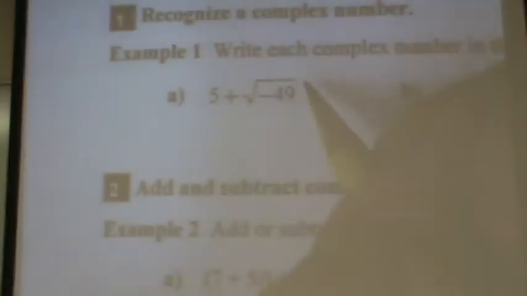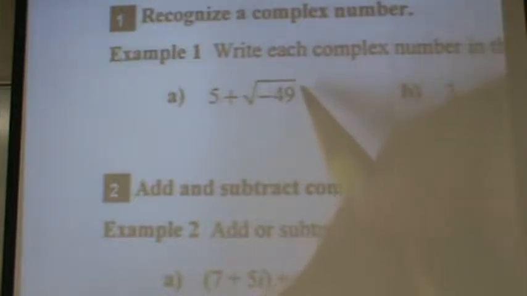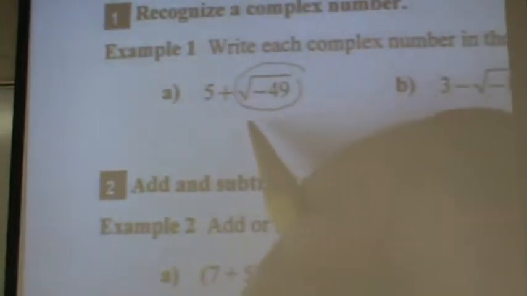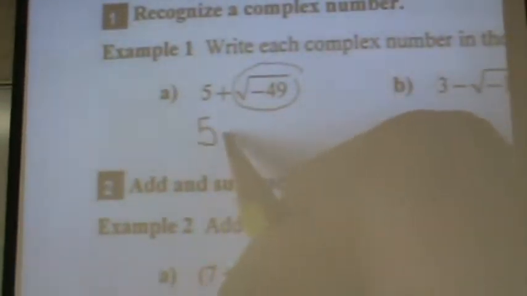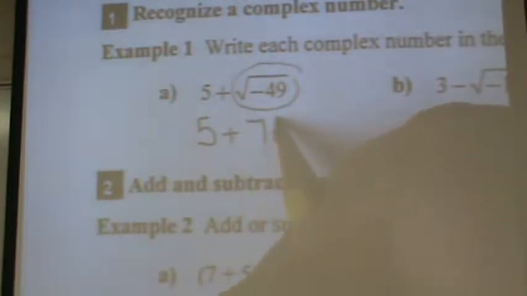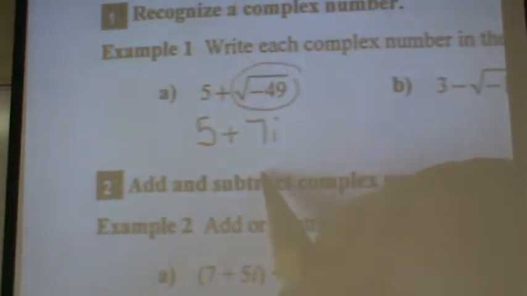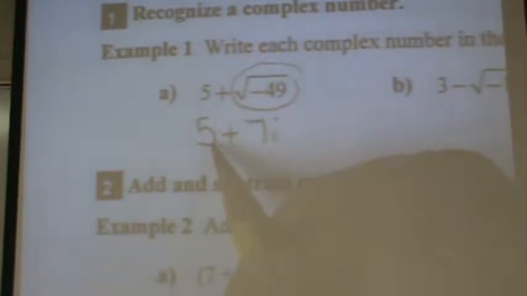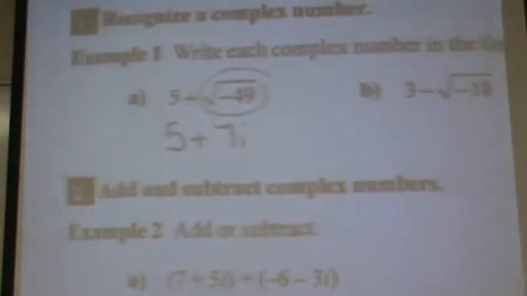First of all, when you take a real and an imaginary number and put them together, that's what a complex number is. How do you simplify this negative root 49? 7i. So this is going to be 5 plus 7i. Now I want your answers in standard form. This is the real part and this is the imaginary part. This is the a plus bi. This is your a value, this is your b, and that's your i. Everyone got that? Okay, how about the next one?